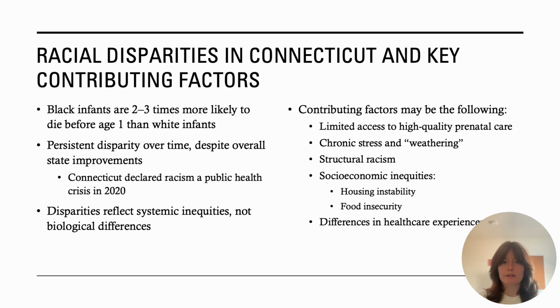Racial disparities in Connecticut and key contributing factors. Black identifying infants are 2 to 3 times more likely to die than white infants. There's persistent disparity over time. Although there have been state improvements, Connecticut did declare racism a public health crisis. These disparities reflect systemic inequities, not biological differences. This is kind of new. We're still moving away from biological differences as being a key factor.